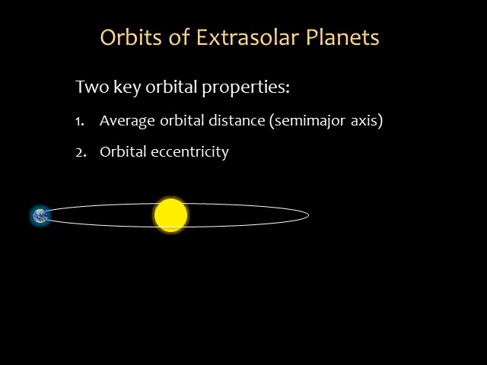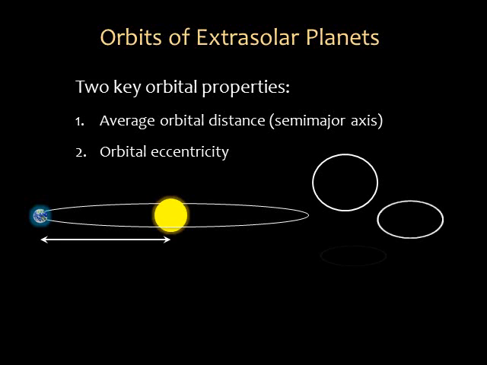There are 2 key orbital properties that help us understand the layout of extrasolar planetary systems. The average orbital distance, which allows us to compare locations of planets in other solar systems to the location of planets in our own, and orbital eccentricity. This allows us to determine how much the orbits in other solar systems differ from the nearly circular orbits in our own solar system.